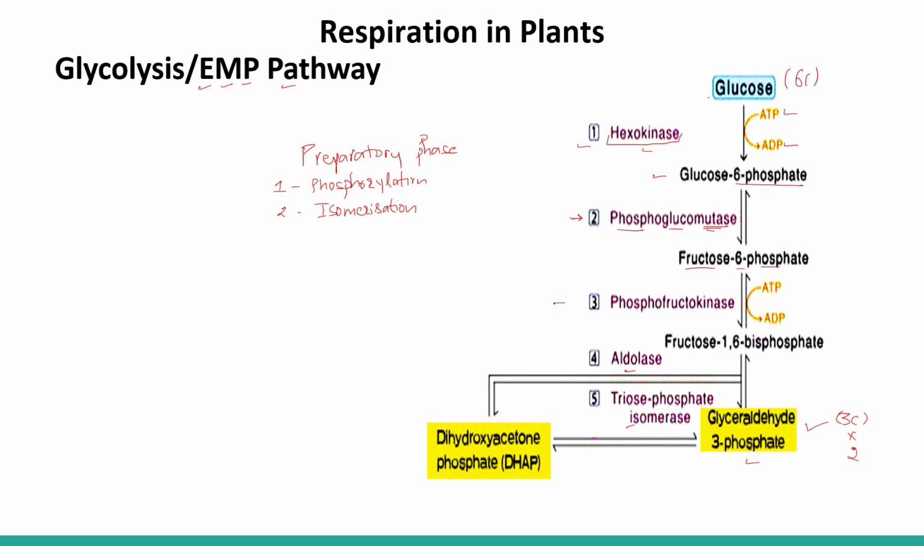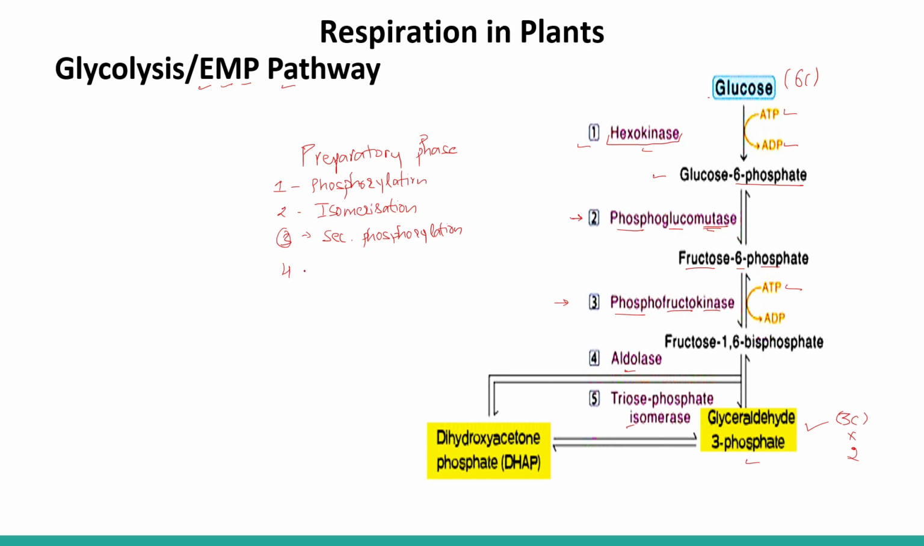Now the third step is again a phosphorylation step. Addition of phosphate is taking place. So this is the second phosphorylation step; step 1 was the first phosphorylation. This reaction is catalyzed by the enzyme phosphofructokinase, and an ATP is consumed in this process.